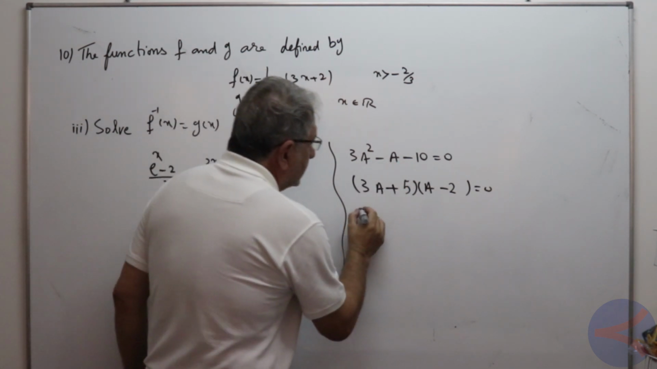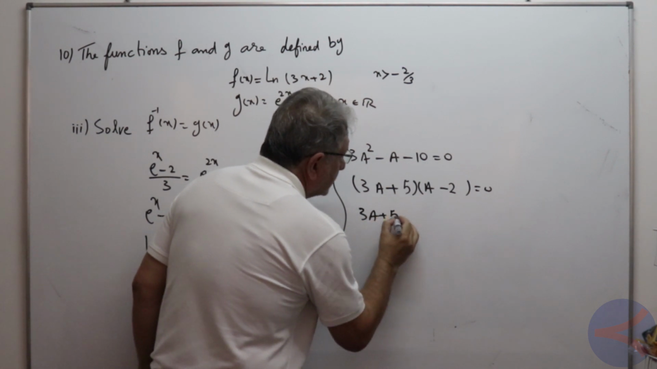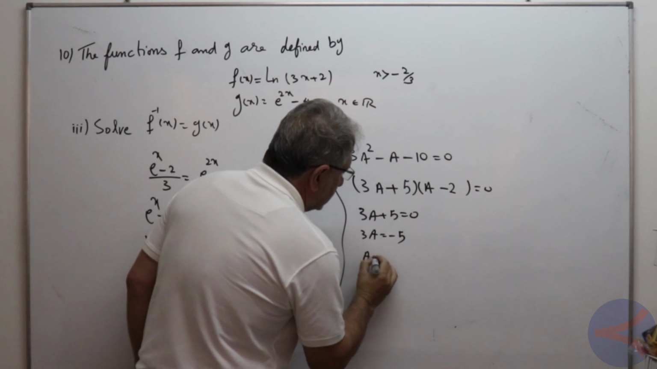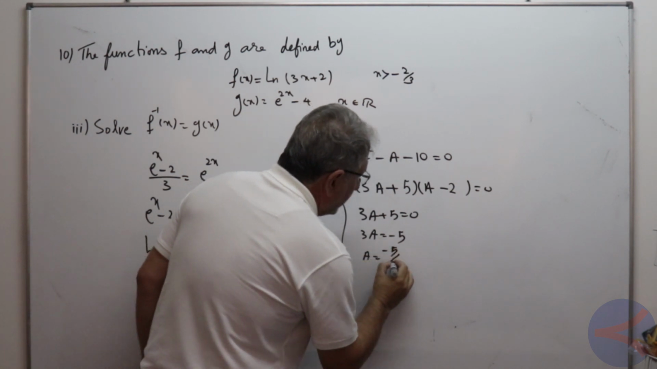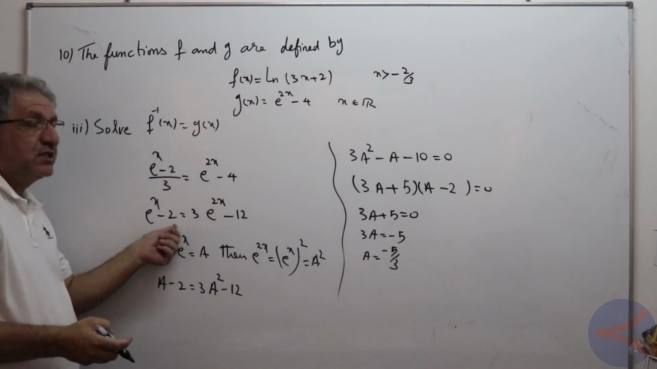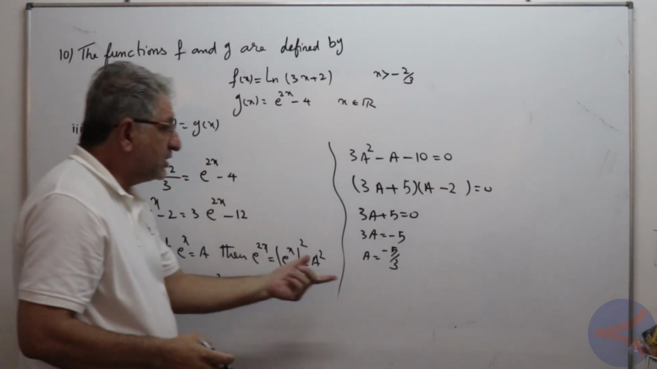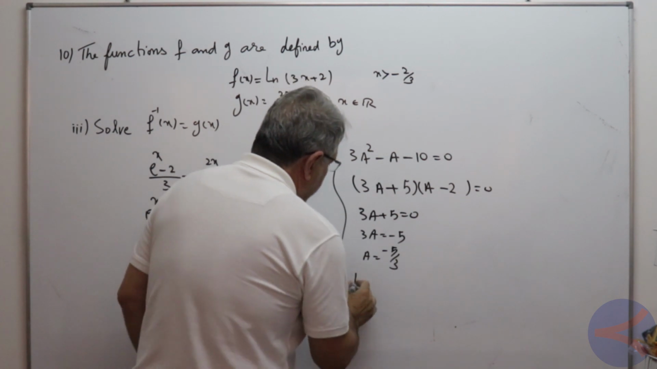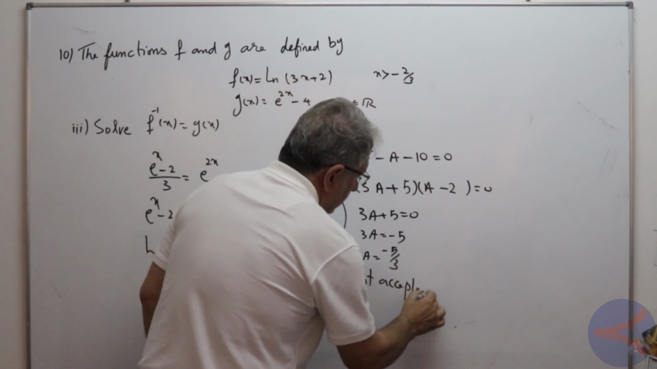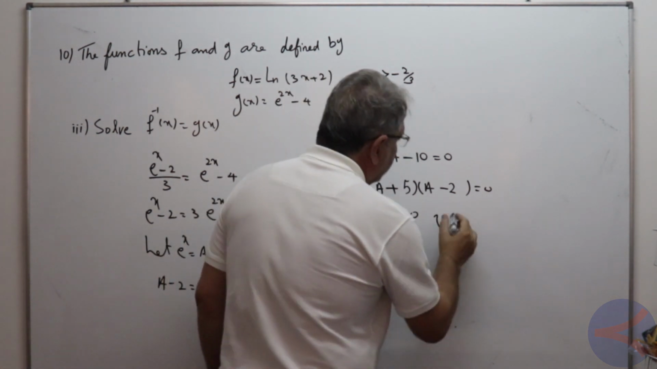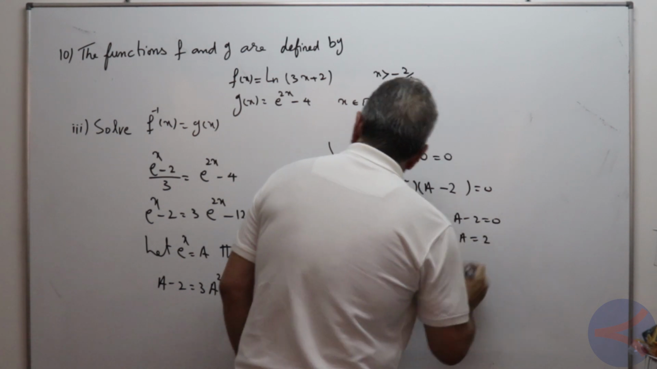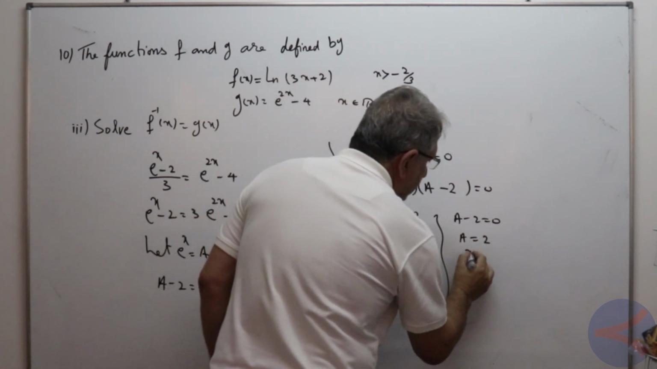So from here I get 3a plus 5 is equal to 0, therefore 3a is equal to negative 5, therefore a is equal to negative 5 over 3, which is not accepted because e to the power of x is always positive. Now, the other one, a minus 2 is equal to 0, therefore a is equal to 2. So e to the power of x is equal to 2.